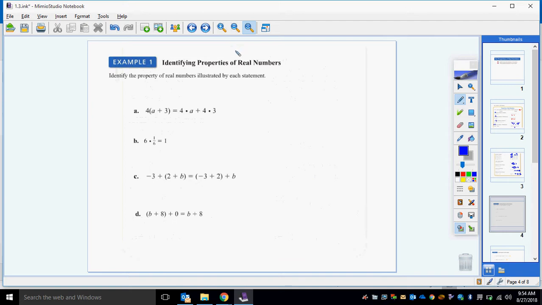Identifying properties. So let's say I gave you this example A. You have to state which property is being used. Well, let's just identify the left side. So I kind of break it up on the equal sign. And I look at the left and I say, okay, what property is going on from the left side to get it to look like the right side? So here I have 4 times the quantity A plus 3, and over here I have 4 times A plus 4 times 3. So it looks like they used distributive property.